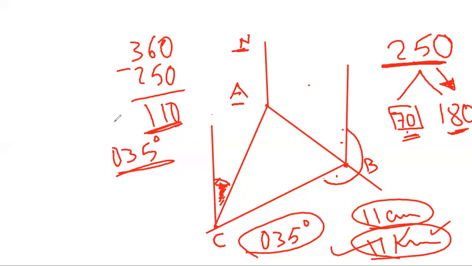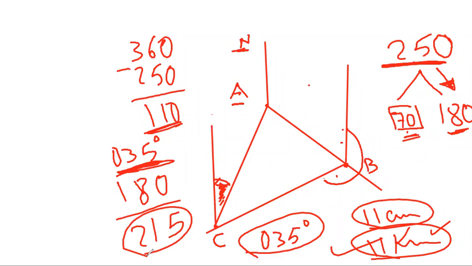Where are you? If the bearing from C to A is 35, so the back bearing will be: 35 is less than 180, so I'll add 180. So the measure will be 215. So what about the distance? It will be the same distance, 11 kilometers. So the answer of question C will be 11 kilometers at the bearing 215.